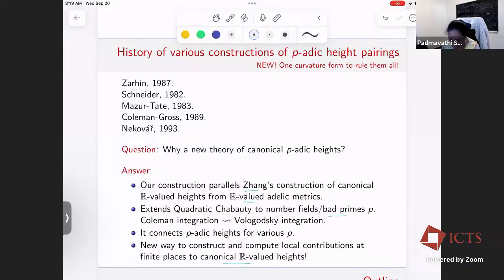So this is roughly the outline: to describe for you a construction of p-adic adelic metrics and canonical p-adic heights, and then show how the nice features of p-adic heights that you need for quadratic Chabauty are automatically satisfied if you pick the right line bundle.